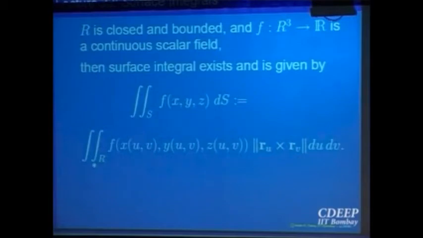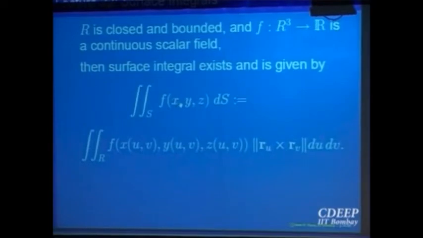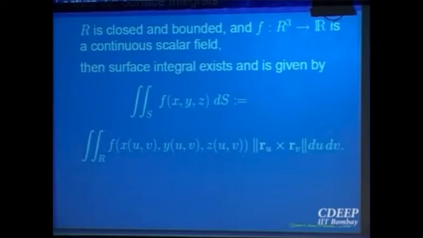Of course, for all this to be meaningful, we should put nice conditions, like f is continuous, and the surface is smooth, so x, y, z are all continuous. The norm of r_u cross r_v is not equal to 0, it is a regular surface, right? We have assumed that the norm is not equal to 0 at any point, so this is meaningful and it exists. Essentially, if you look at it as a function of two variables, this integrand is a continuous function of two variables, right?